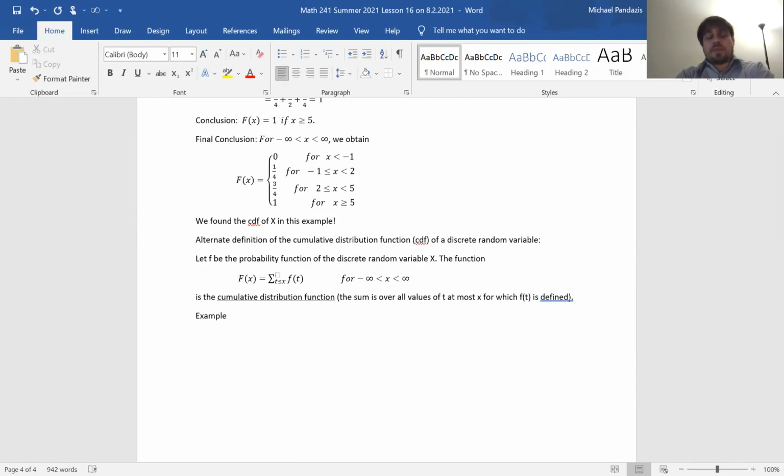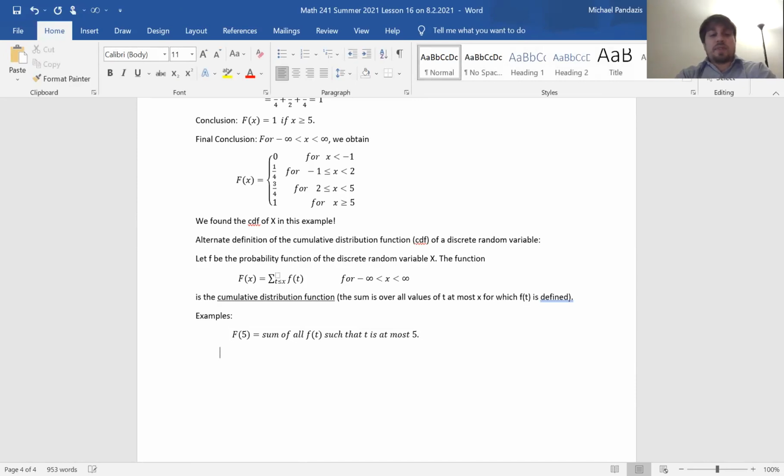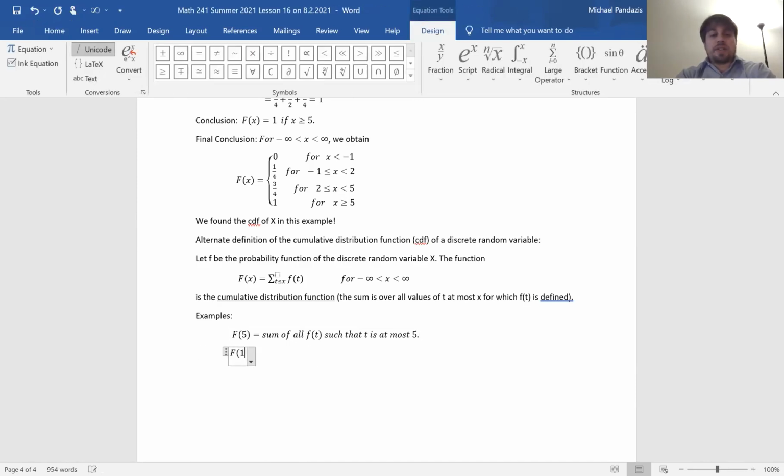So examples. Capital F, for instance, capital F of 5 would be equal to the sum of all f of t such that little t is at most 5. And for instance, capital F of 100 would equal the sum of all f of t such that little t is at most 100.